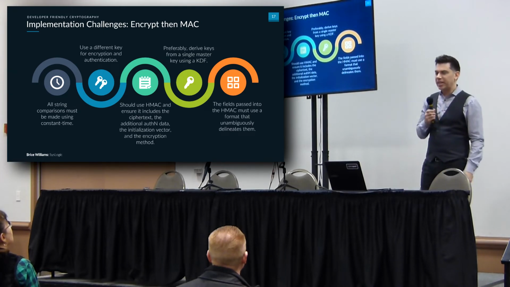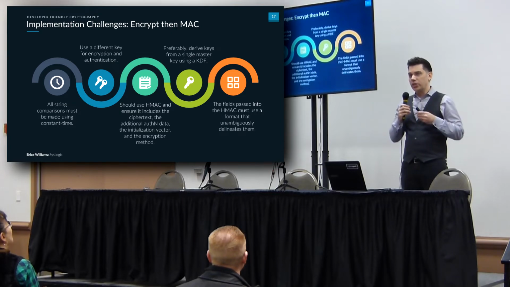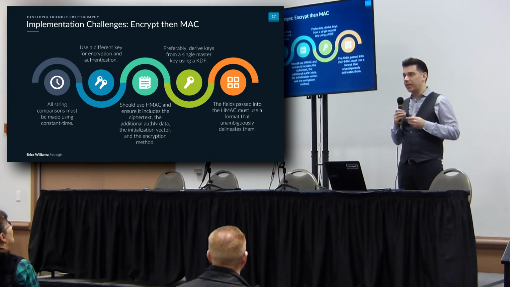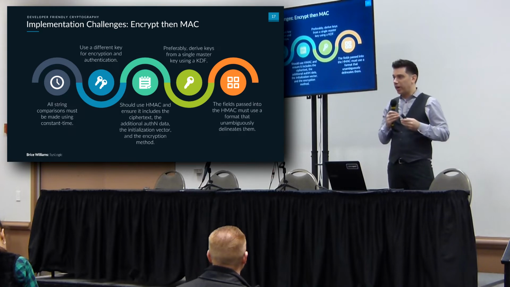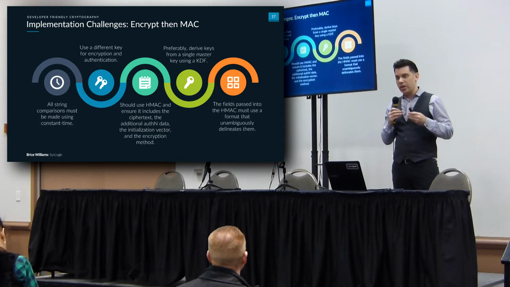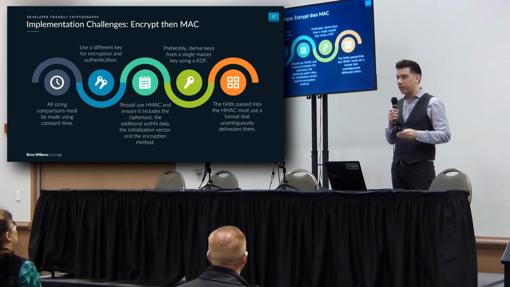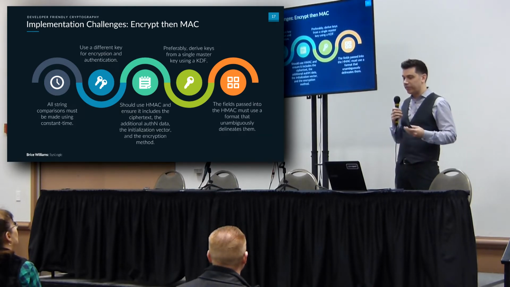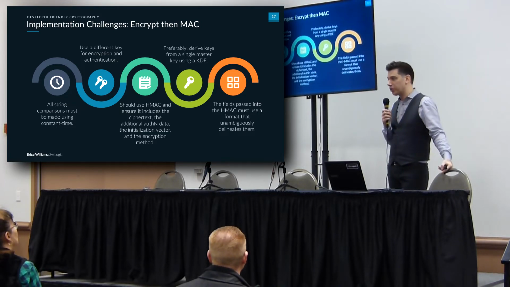Another thing is with implementation challenges, here's a specific example around the encrypt-then-MAC approach. You have some knowledge, you need to use authenticated encryption, but maybe you're working with a library or a programming language that doesn't have authenticated encryption, but you can build it yourself with the built-in primitives. So you put together this encrypt-then-MAC construction. In order to do it correctly, though, you have to keep all this in mind. You've got to use a different key for your encryption from your authentication. Preferably, you derive those keys from a single master key using a KDF. You also have to make sure that all your string comparisons use constant time. You can't use standard string comparison functions.